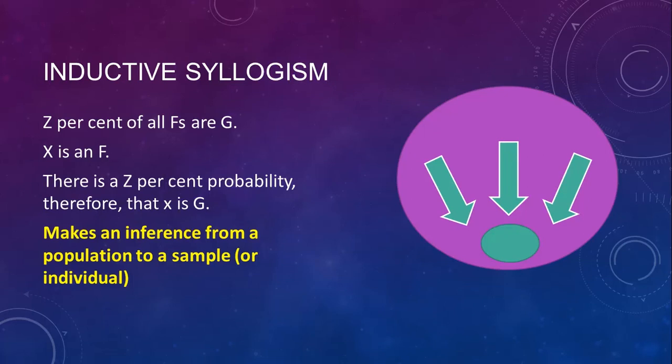So Z% of all Fs are Gs, so 95% of all swans are white. X is an F. Jerome is a swan. Therefore, there's a 95% probability that Jerome is white. So it makes an inference from a population. You have a population level fact, or you think you do, and then you infer something about the individual. It's the opposite direction of the inductive generalization. This is an inductive syllogism. Okay?